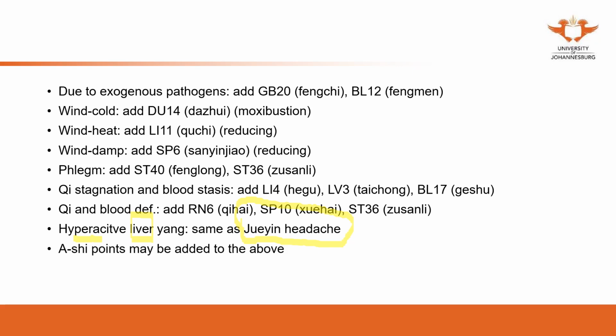So the local points we can use the same local points, but in the meantime, we will treat the cause. Due to liver insufficiency, then you can use the liver points with the kidney points. If due to excess, then you can use also liver 3 but you use the reducing technique. You also can use the local points.